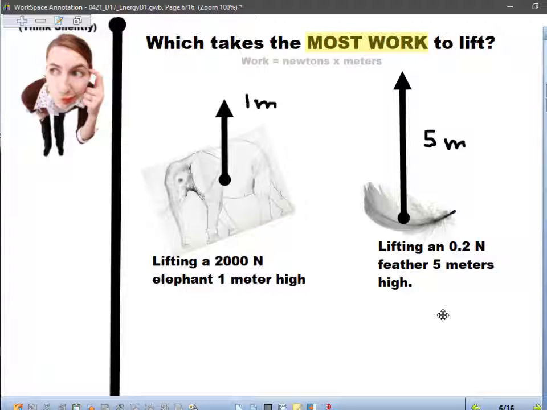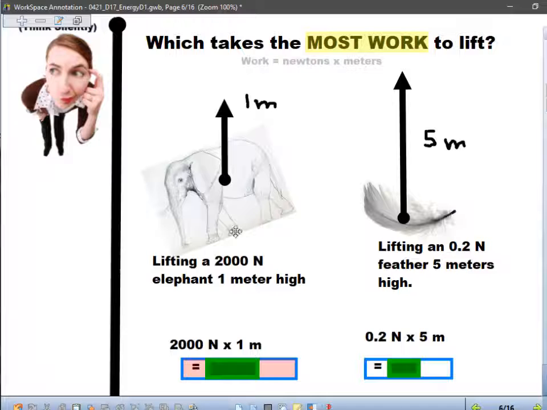This first one, which takes the most work to lift? Does it take more work to lift a 2,000 Newton elephant 1 meter high? 2,000 newtons is the weight of the elephant, and the meter high is how far you're lifting it. Or lifting a 0.2 Newton feather 5 meters high. Which of these two takes the most work to lift?